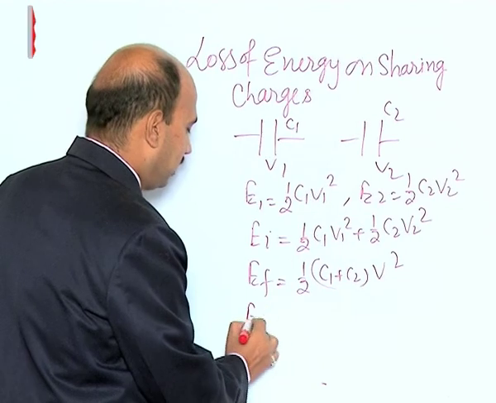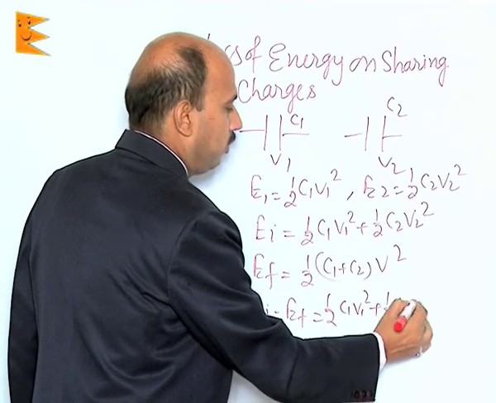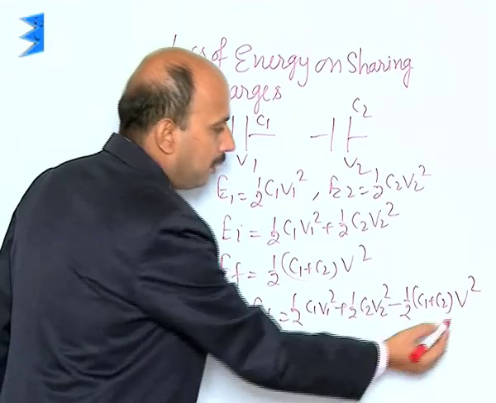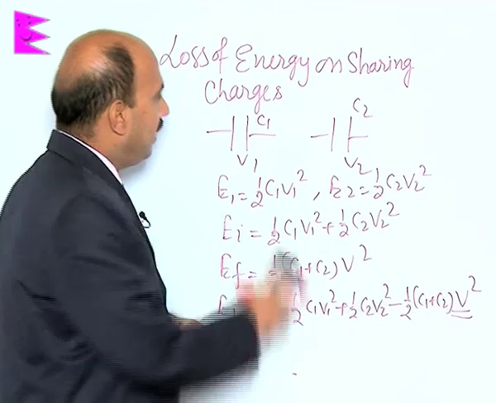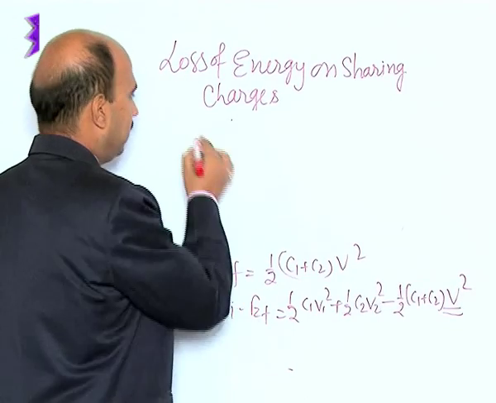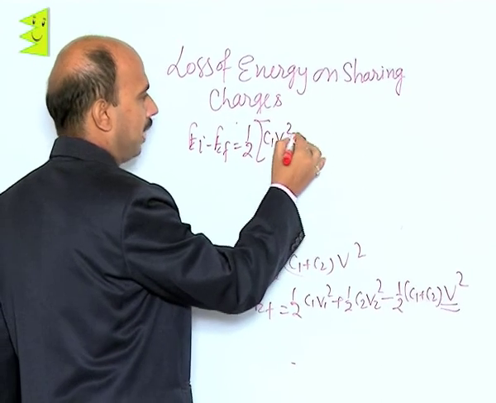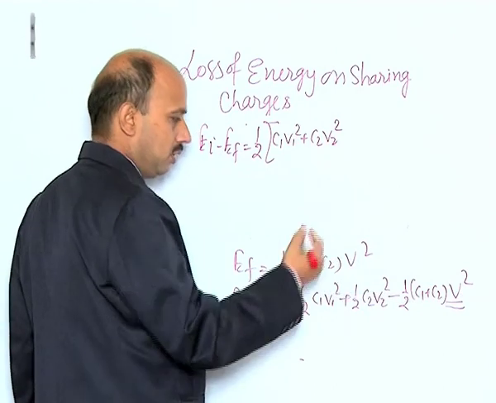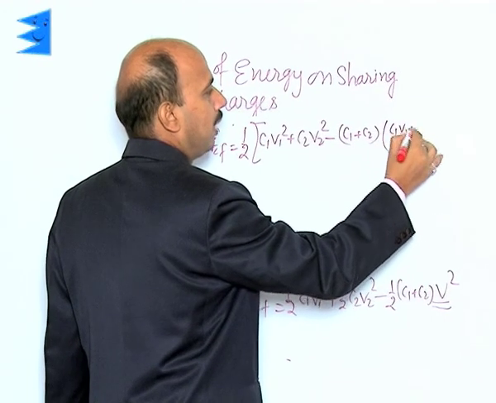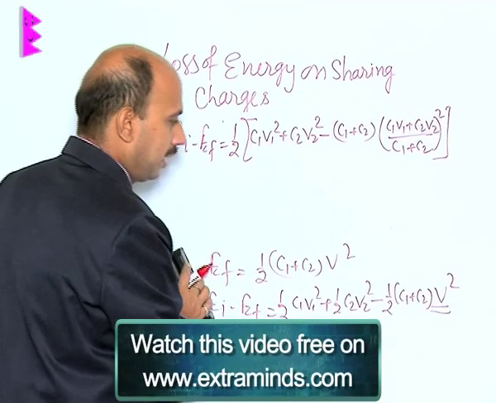So, now we can get the loss in energy, that is EI minus EF is equal to half C1 V1 square plus half C2 V2 square minus half C1 plus C2 into V square. Now, we have to replace the value of V, that is the common potential. When we replace the value of V, we get this expression. The loss in energy, EI minus EF, is equal to half, taking common, C1 V1 square plus C2 V2 square minus C1 plus C2 into V square, which can be written as C1 V1 plus C2 V2 upon C1 plus C2 whole square, like this.